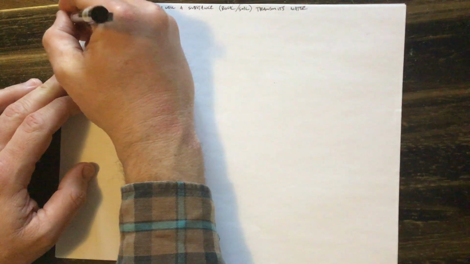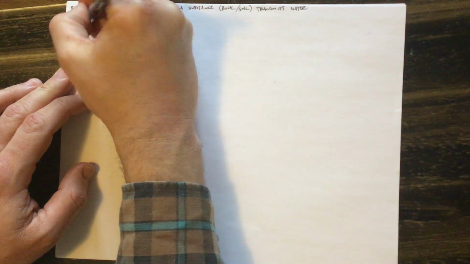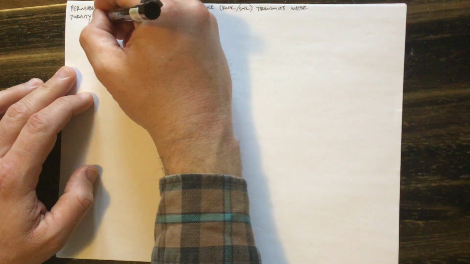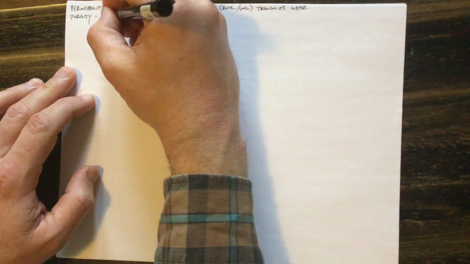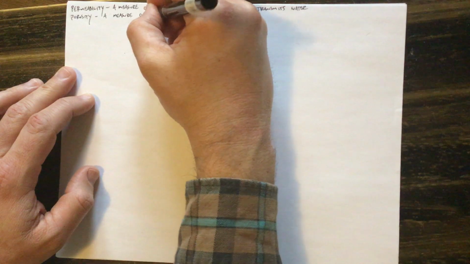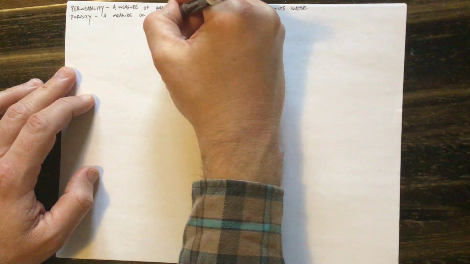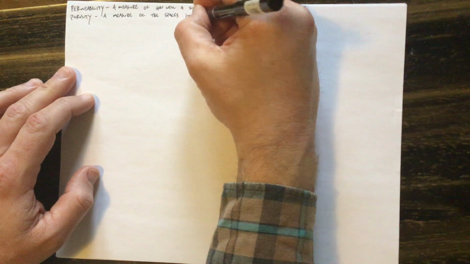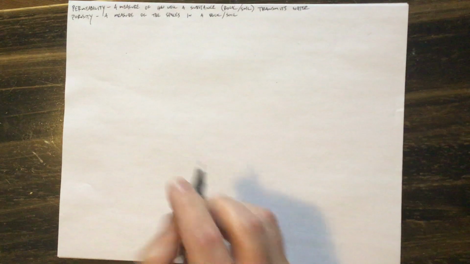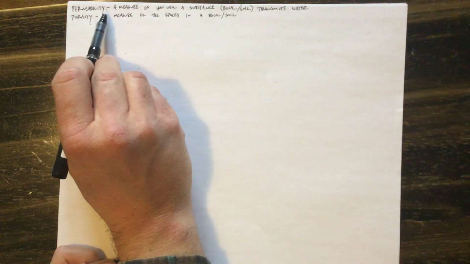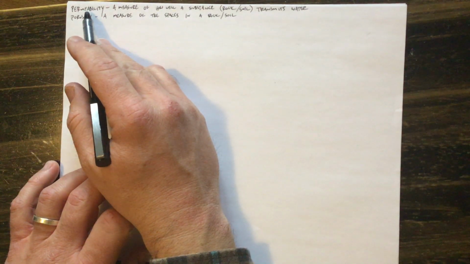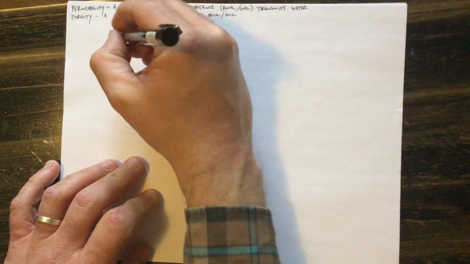And permeability is different than porosity. Porosity is a measure of the spaces in a rock or soil. So porosity is how many holes there are. Permeability is how well water passes through. There can be a bunch of holes, and if the holes aren't connected, a substance will still be less permeable.